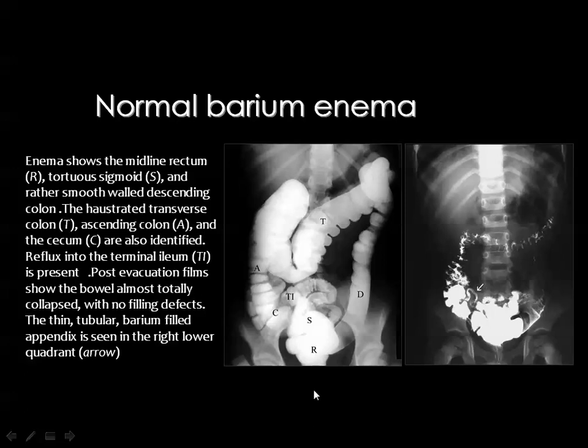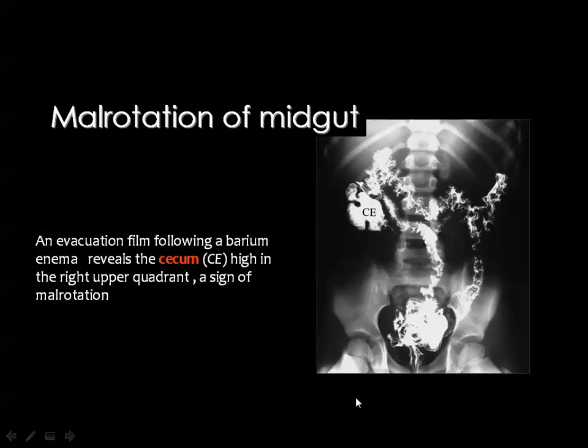In the normal barium enema, we introduce barium through the rectum, and sometimes we introduce air as well, to distend the colon, to see the haustra and to look at the mucosa. This is an evacuation film after injection of barium. We instruct the patient to go to the bathroom to evacuate the colon, and we take another film to see the mucosal pattern, and sometimes you can see the appendix in this film, which is clearly demonstrated here.